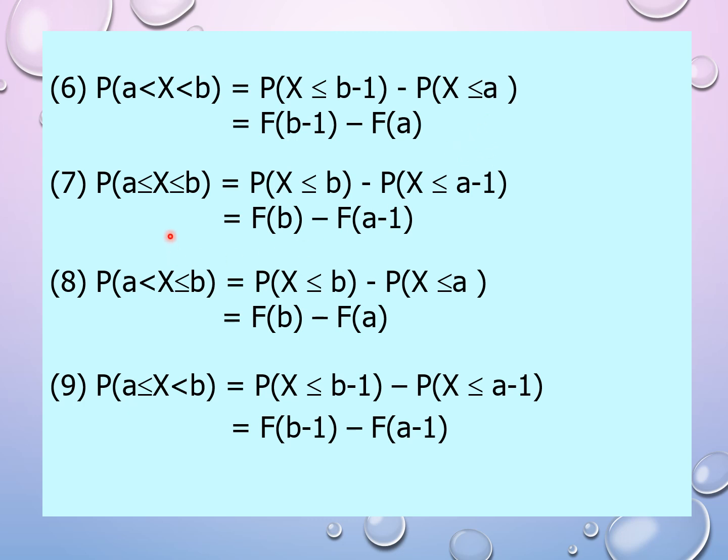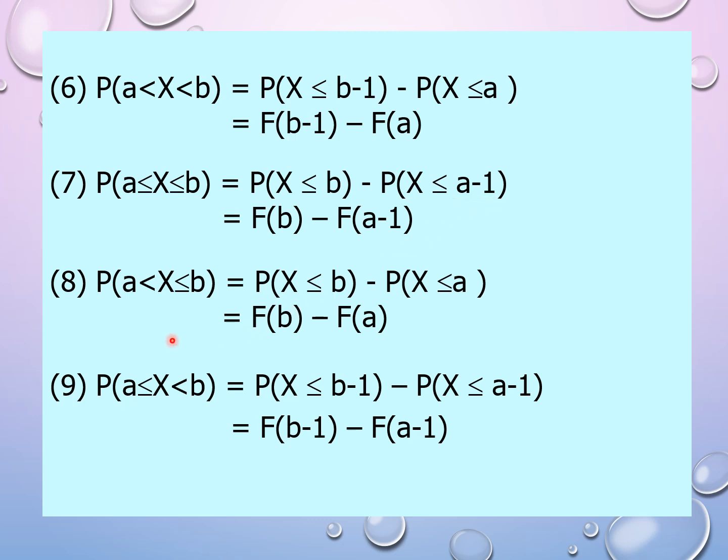Okay, then we have probability of X greater than or equal to a and less than or equal to b, which is also equal to probability X less than or equal to b minus probability X less than or equal to a minus 1. Since this one the sign is less than or equal, you straightforwardly take the b over here, so it becomes F(b), and minus probability of a minus 1. Why is it a minus 1? Because this is the less than or equal sign, so we straightforwardly take this one.